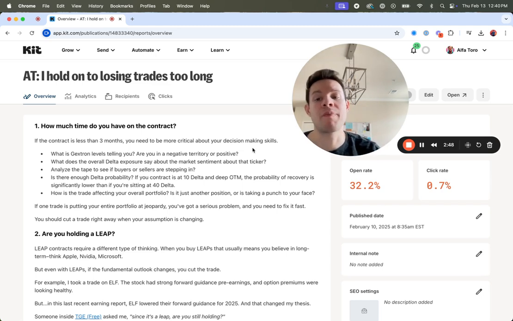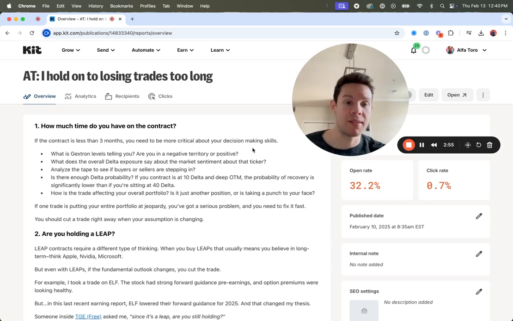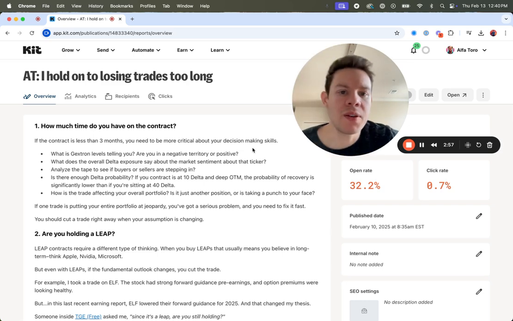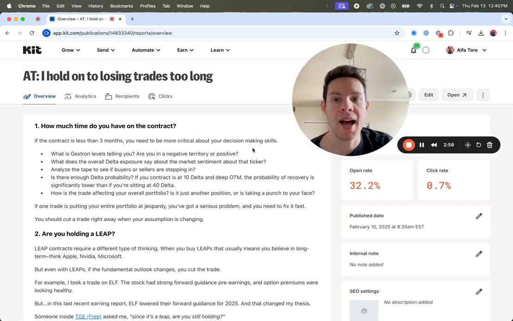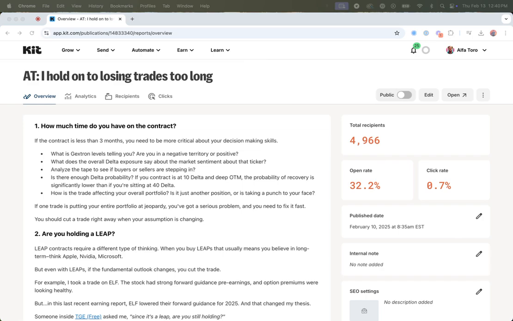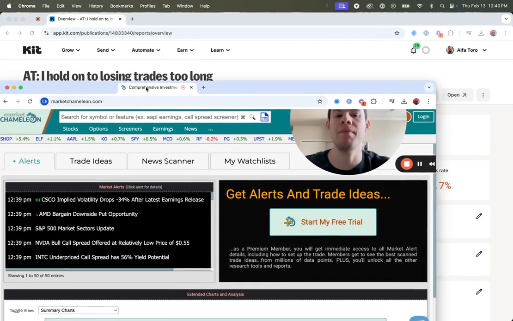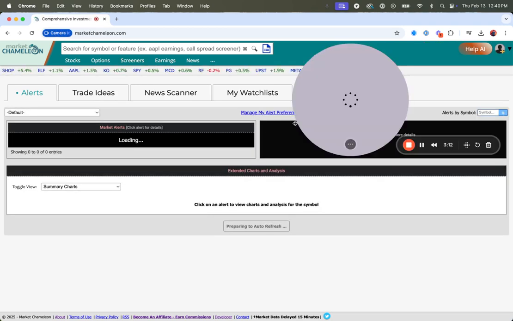That's our first question. The next question is, what is the overall delta exposure saying about the market sentiment for that security or ticker? What I mean by that is we'll take a look at option flow data, like Market Chameleon. Let me see if I can pull it up. Okay, so here's Market Chameleon.